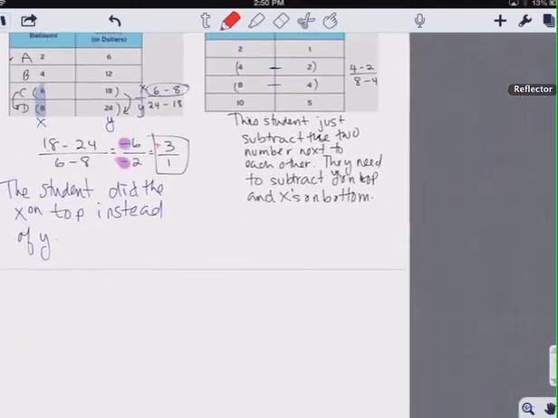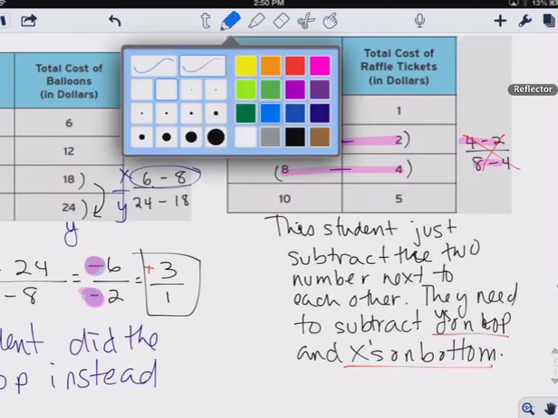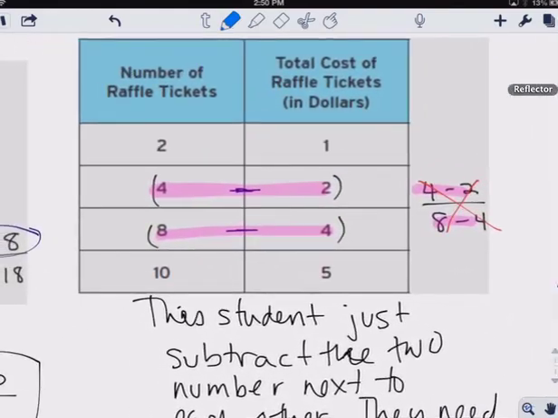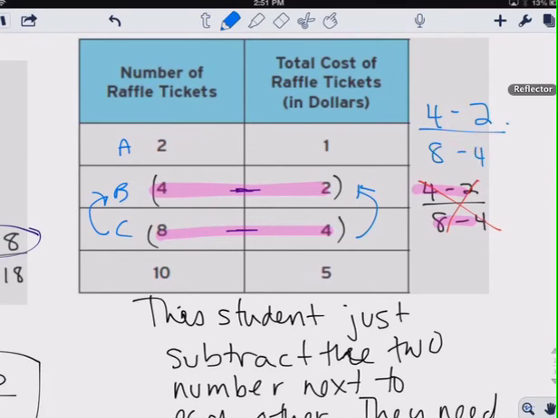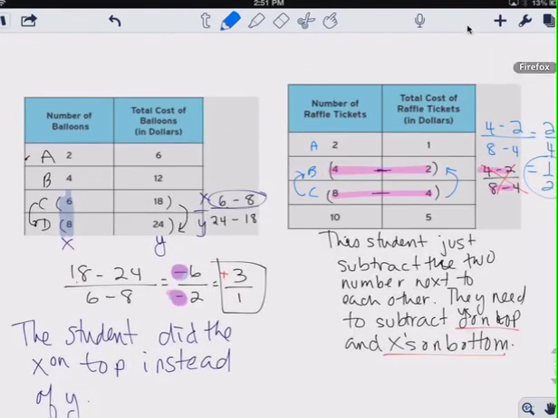And the last one, is it the last one? Yes. Here's the last one. The student just subtracted the two numbers next to each other. They just subtracted these next to each other. Wrong. The student should have done the y's on top and then x on bottom. So what they should have done is 4 minus 2 over, I'm doing it this way, which you can, A, B, C, I'm doing C to B, okay? Over 8 minus 4, that gives me 2 over 4, which reduces to 1 over 2. That is the answer. Okay, that's it.